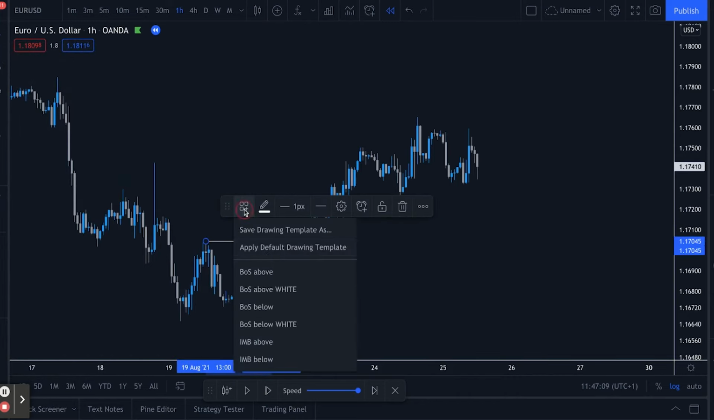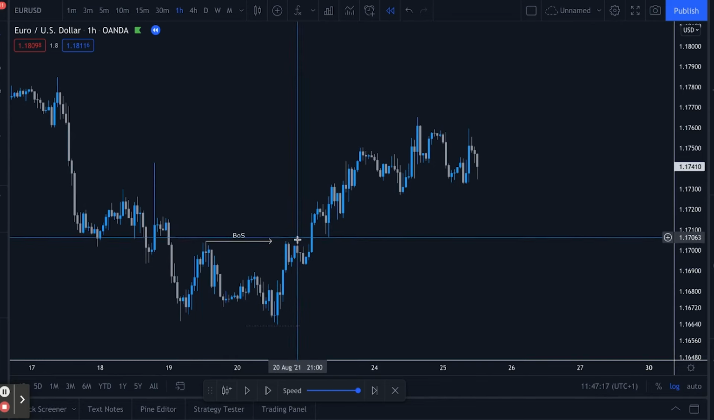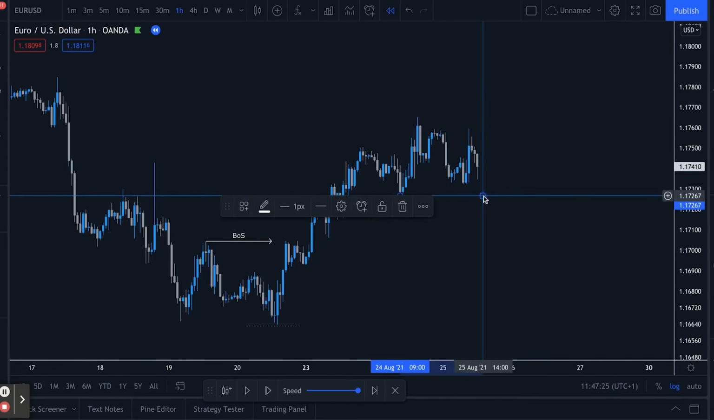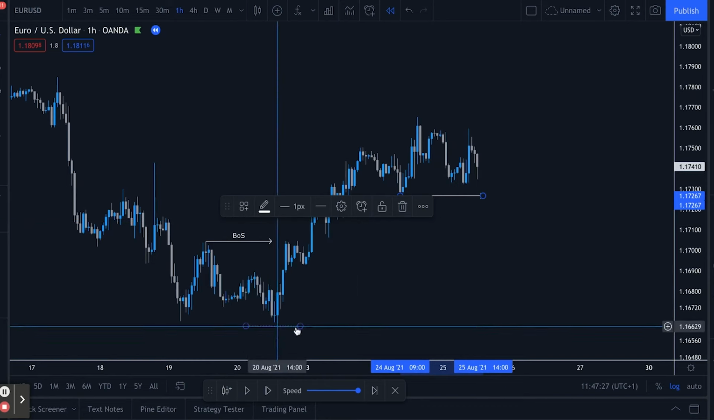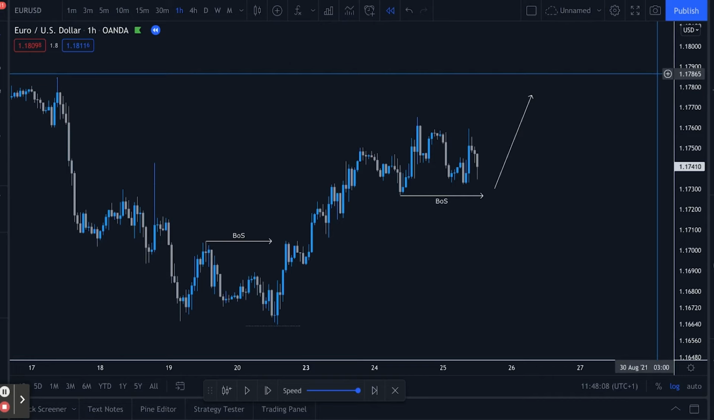Now if I just show you what I mean here, we can see that we had first of all a break of structure from this point, and then we've had higher highs and higher lows continually forming in this market. Okay, so what we would be looking for is a break of structure to the downside or a continuation to the upside. We need to make sure we're not getting tied up in the wrong trends.